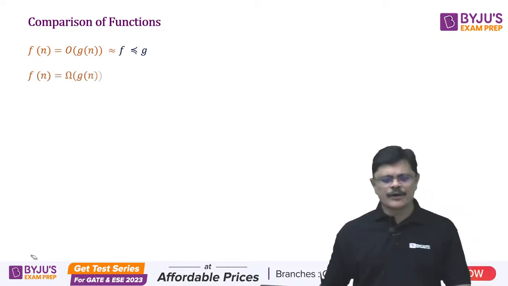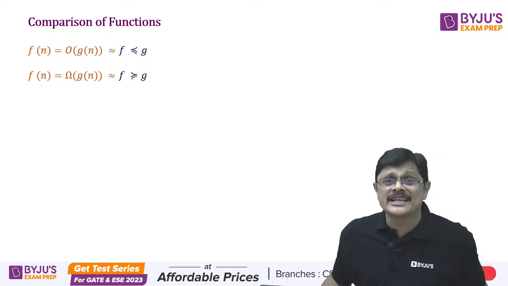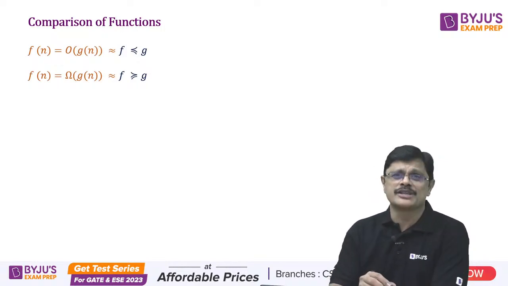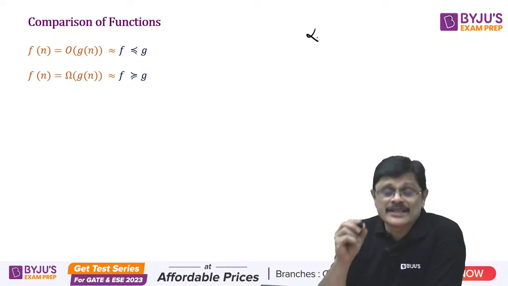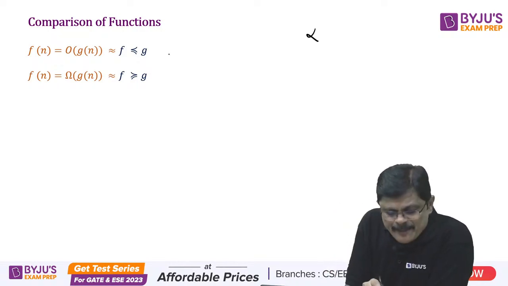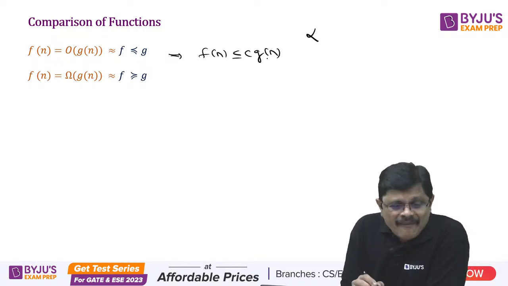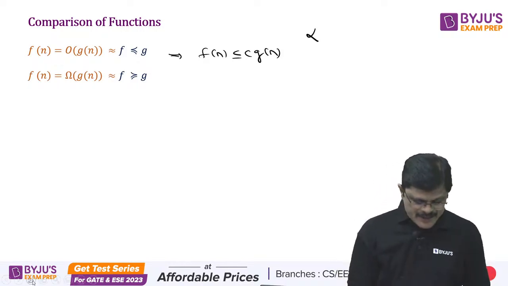And one thing we need to understand is, when you say f(n) is big O of g(n), it means f is asymptotically smaller than or equal to g. See here, this is asymptotic, sir, not regular less than or equal to. So when you say this, it means f(n) should be less than or equal to some constant times g(n). You need to understand that.